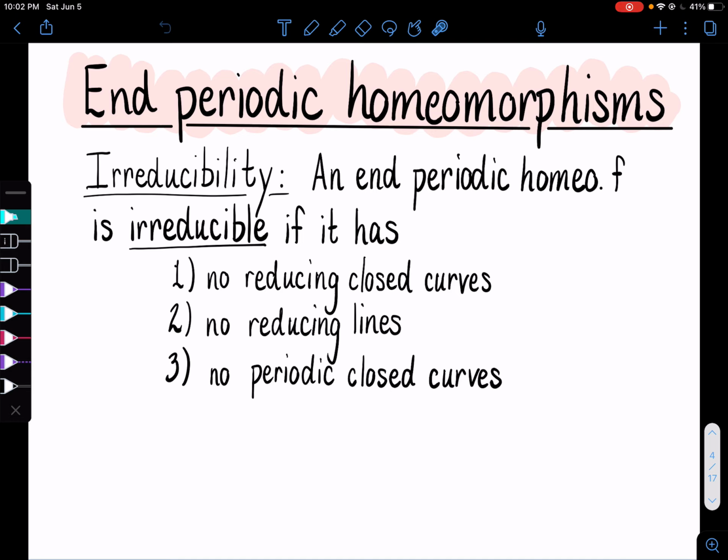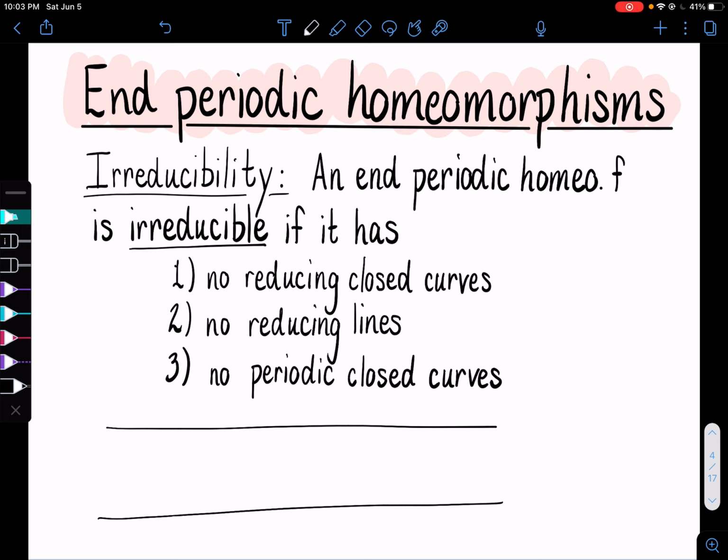And the notion that I want to introduce in order to further study these n-periodic homeomorphisms is this notion of irreducibility. So I'll say that an n-periodic homeomorphism F is irreducible if it has, 1, no reducing closed curves. Okay, so by reducing closed curve, maybe it'd be helpful here to draw a picture. Let's just draw a simple picture, the ladder surface.